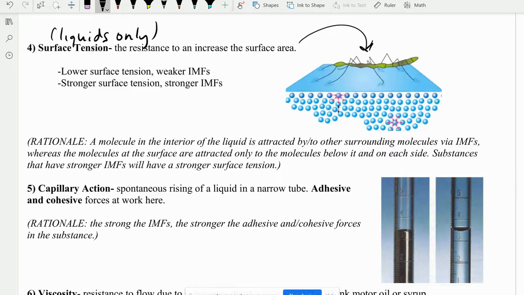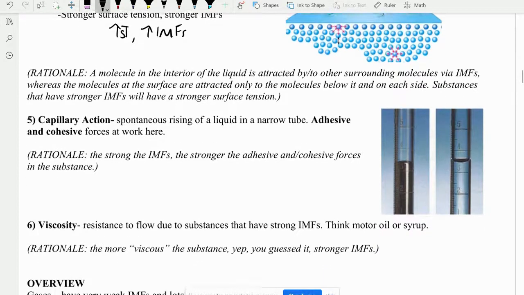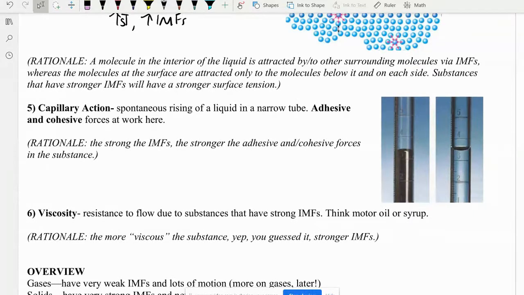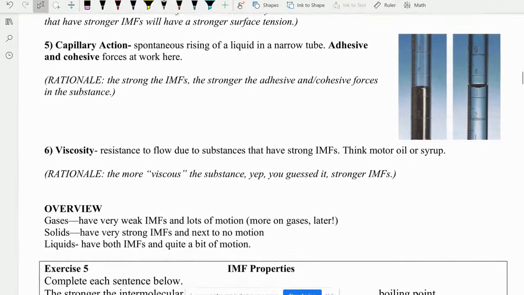Generally speaking, if you have lower surface tension, you're going to have weaker IMFs. And if you have a stronger surface tension between the molecules, you're going to have stronger IMFs. Again, this is directly related. Lower surface tension, weaker IMFs. The stronger surface tension, stronger IMFs. Again, you can read this rationale on your own. It was basically discussed already.